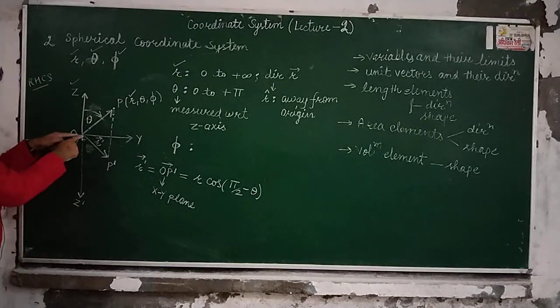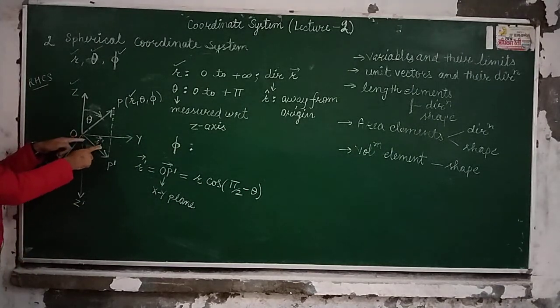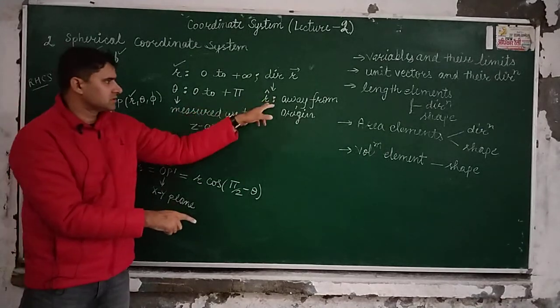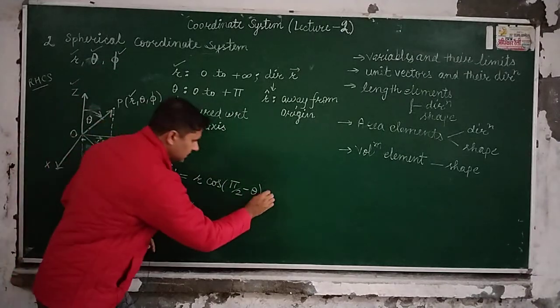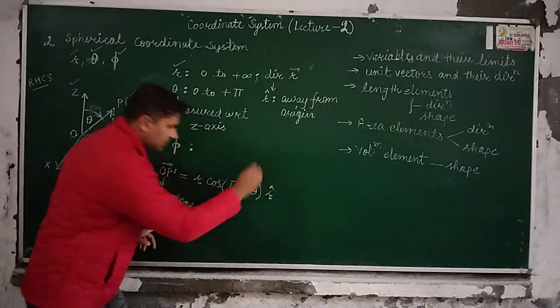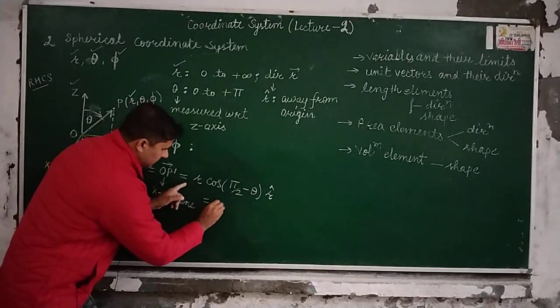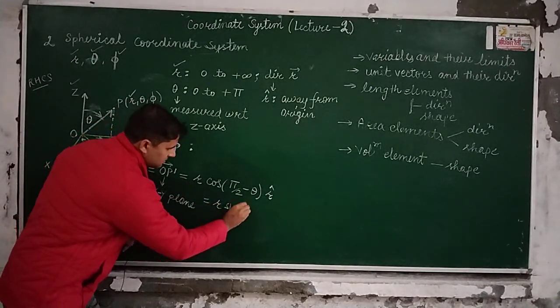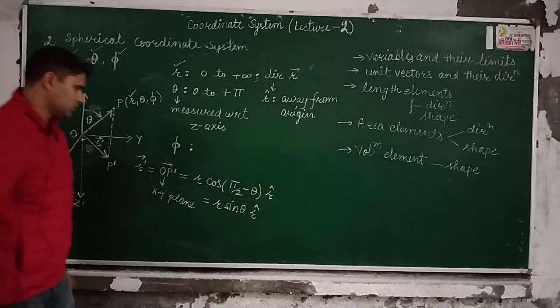And what will be the direction? It is away from the origin. r dash is the radius vector in the xy plane, so its direction is measured from the center, and the direction of a radius vector is always given by r cap, away from the origin. So I can write this is r cap, clear. And if you solve it, this will be r sin theta into r cap.